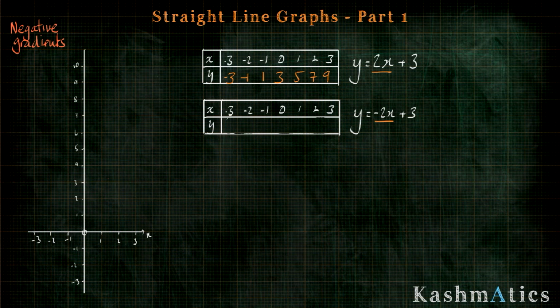Let's do these ones over here. I've got to be super careful now because I've got a negative multiplied by a negative again. So minus 2 times minus 3 is, sorry, 6. I nearly made a mistake. Nearly made the mistake myself. And 6 plus 3 is 9.